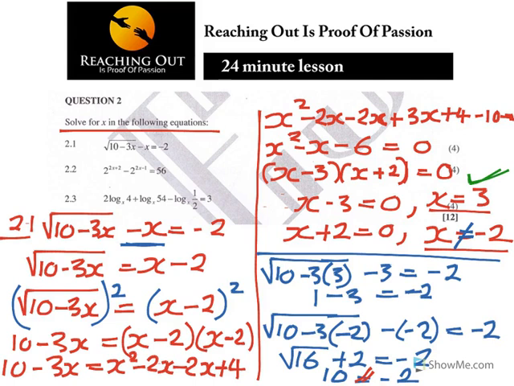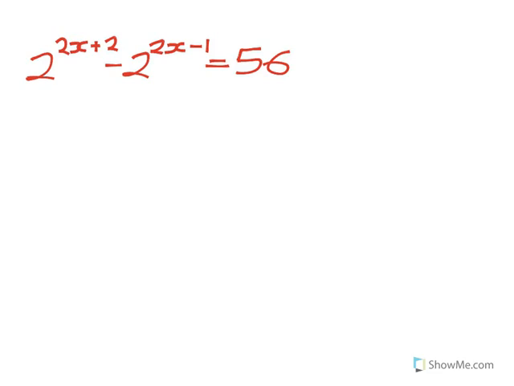Now that was our 2.1. Let us look at 2.2. Now 2.2, the question here says you have to simplify. Those are exponents. 2 to the power 2x plus 2 minus 2 to the power x minus 1 is equal to 56. Now for this particular problem, you're going to get 4 marks. Now let's look at it.